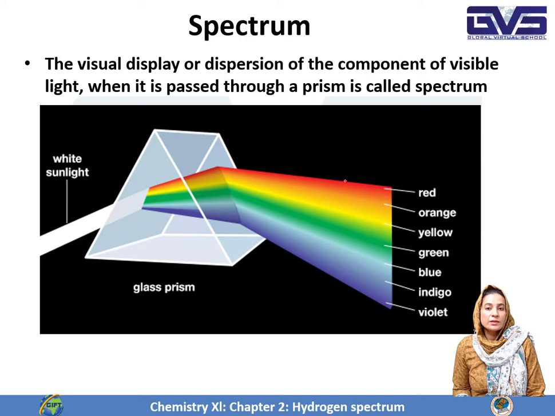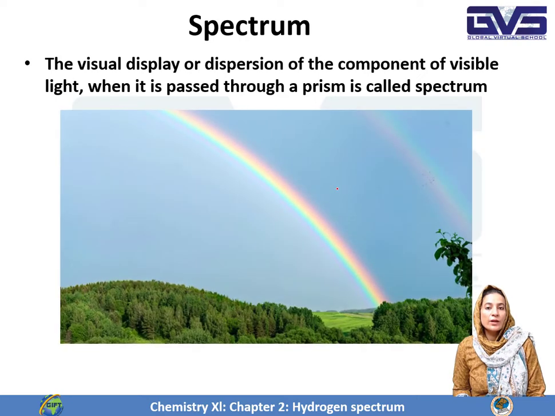Another example is a natural spectrum, like the rainbow. In this case, water drops act as prisms, and when light passes through them, it splits into different spectral lines. They show different colors, and this visual display is called the spectrum.